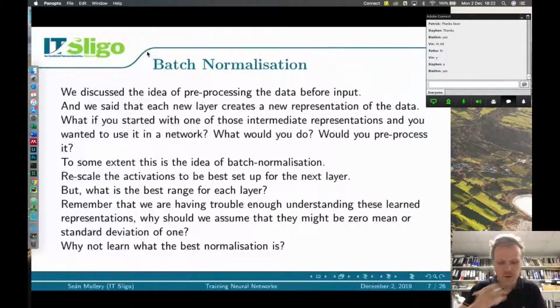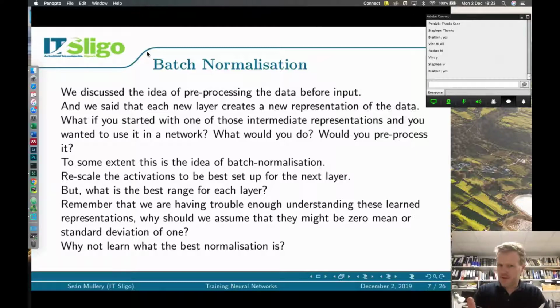Okay, so we discussed the idea of pre-processing the data before input. And we said that each new layer creates a new representation of the data. So as you pass through the layers, you create a new representation and then another representation and then another. Now, if we pre-process the data before it comes in, say if we take something like images, what we want to do is some sort of pre-processing to make it easier on the first layer.